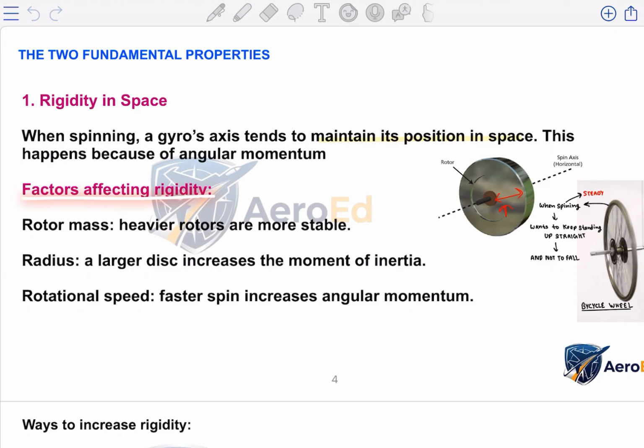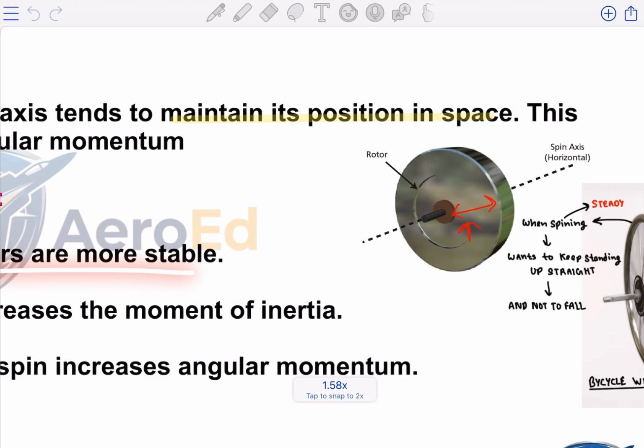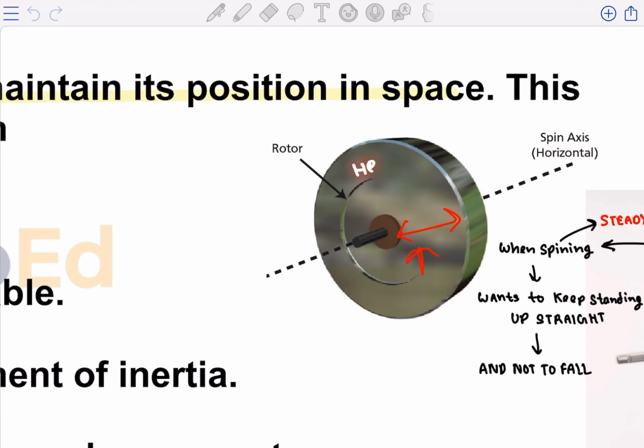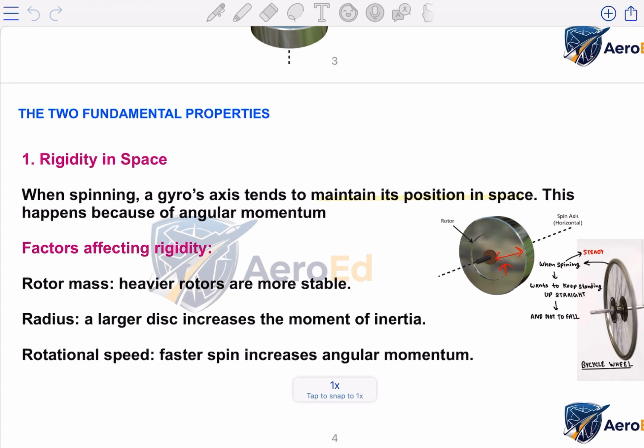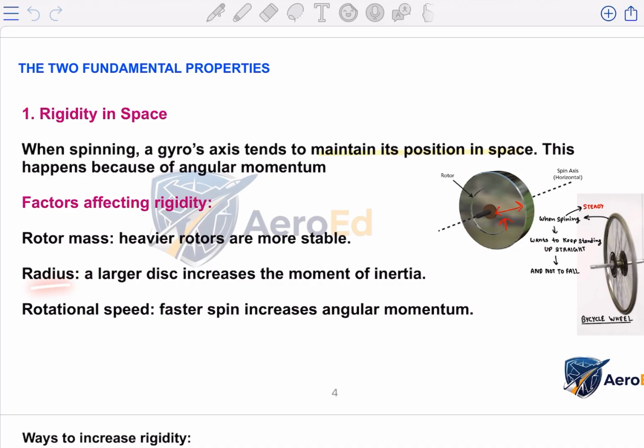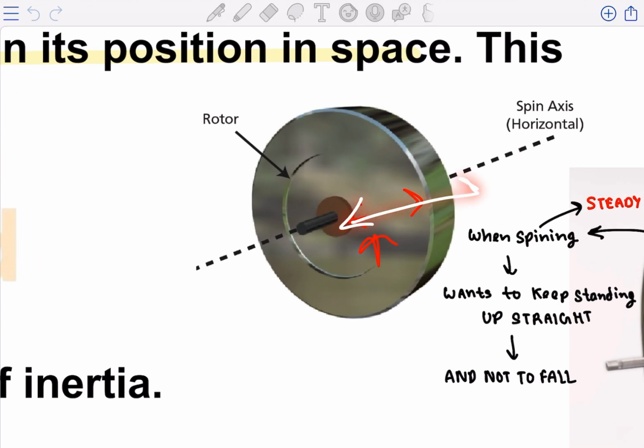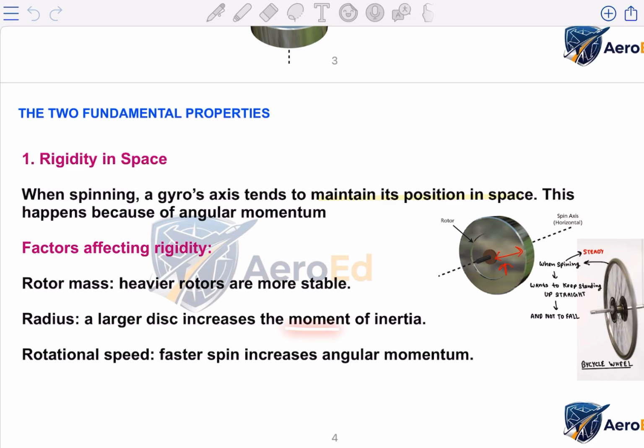Next, what are the factors which affect rigidity? There are three factors. First is the rotor mass, then the radius and the rotational speed. Heavier rotors are more stable. If the rotor is heavier, it makes the gyroscope more stable, thus increasing its rigidity. Next is the radius. If we increase the radius, a larger disc increases the moment of inertia, which makes it more stable and thus increases the rigidity.